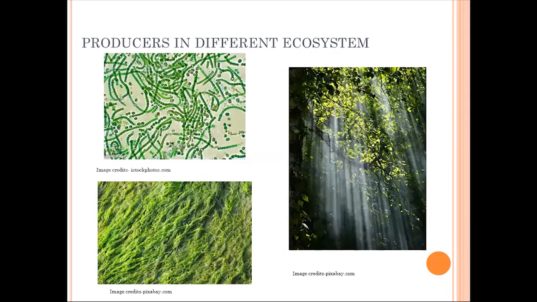Then, yes, these are a few pictures of producers in different ecosystems. The first one, they are the green plants, which are the dominant producers. Then these are the blue-green algae and also some algae, which are the producers in different ecosystems.